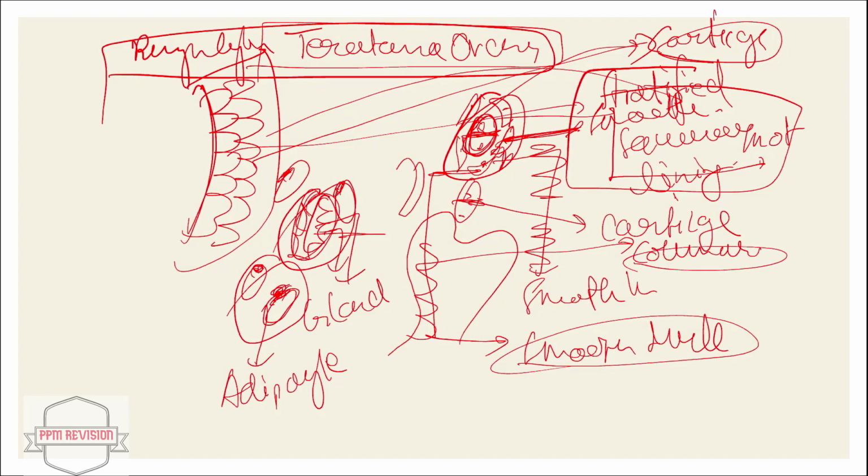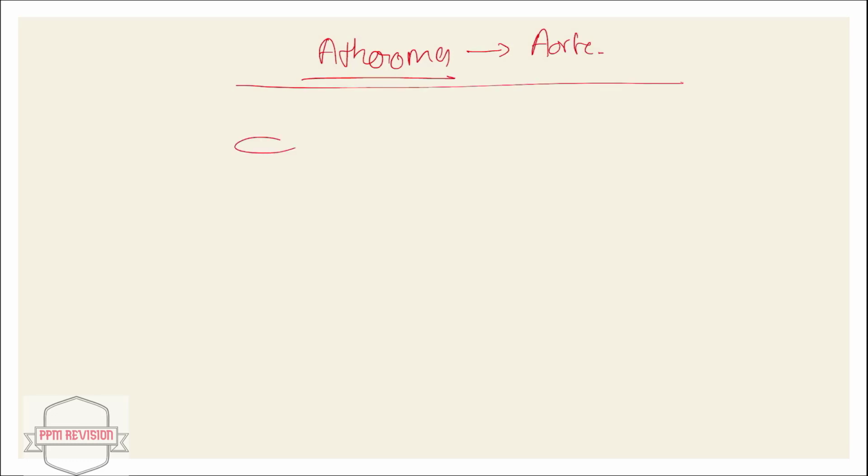Now we'll be looking at what else is there. There are many. So we'll be looking at atheroma. What is atheroma? Common site is... I'll give you a second to guess. Yes, it is the aorta. So we'll be looking at atheroma of the aorta. Fine. So here it's easy. So let's just draw a layer of cells.